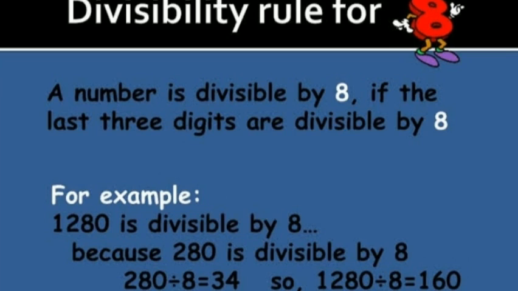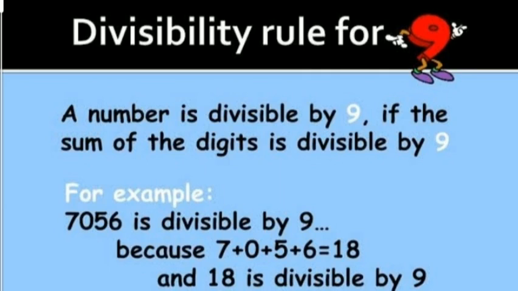Divisibility rule for 8. A number is divisible by 8 if the last 3 digits are divisible by 8. For example, 1280 is divisible by 8 because the last 3-digit number is 280. 280 divided by 8 is equal to 35. And 1280 divided by 8 gives 160.